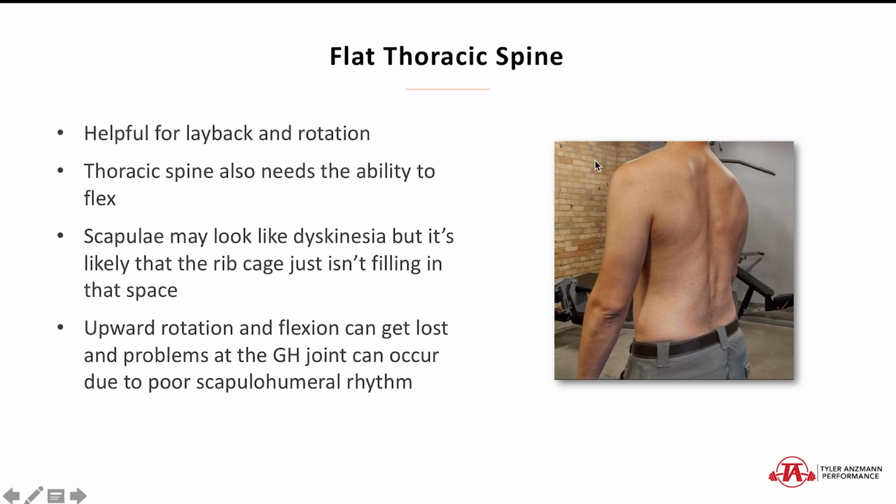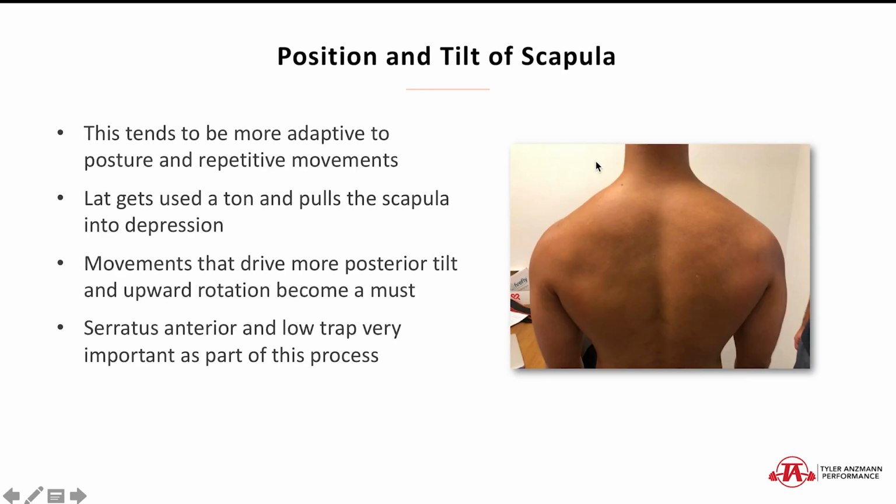All right, so the next piece to this is kind of the position and the tilt of the scapula. You can see these really low shoulders, very depressed scapula here. And this does tend to be adaptive because of the repeated movements that we're seeing. This can be from throwing especially, right? The lat is very, very active, and the lat is a scapular depressor, so it's going to pull that shoulder blade down over time.